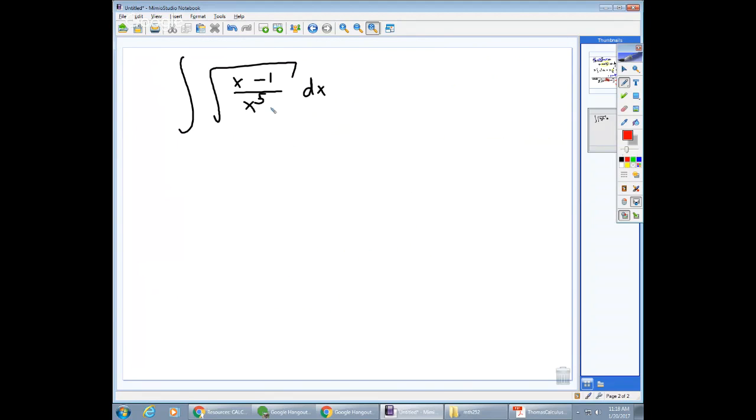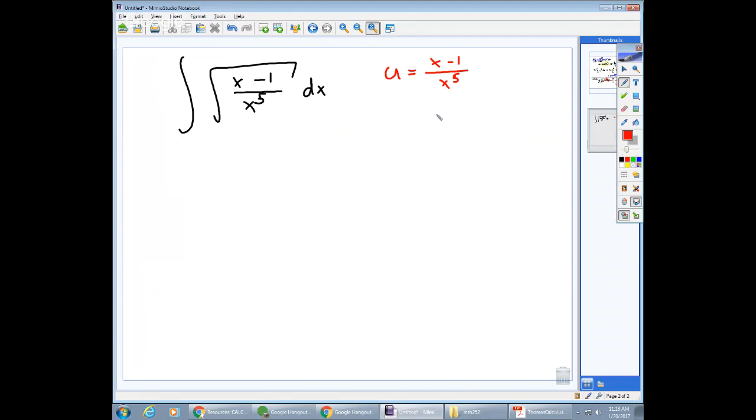Say that again. Oh, so let u be the whole inside? Okay, let's try that. So let's let u equal x minus 1 over x to the 5th. To take that derivative, we have 2 options. We could clean it up algebraically first, or we could apply the quotient rule. What do you want to do?